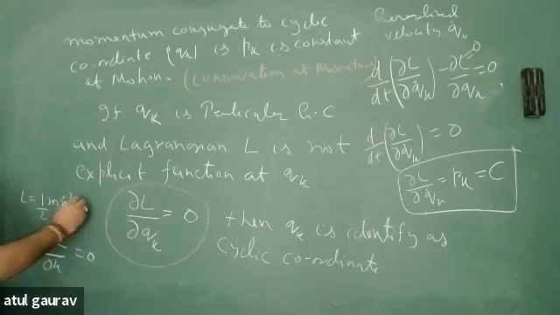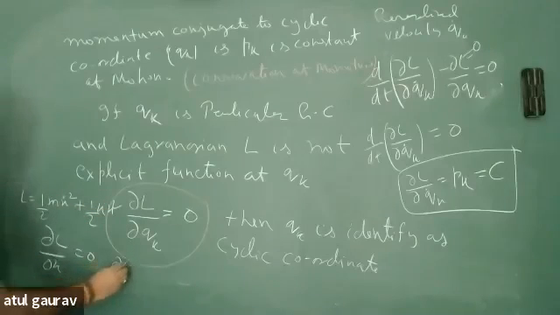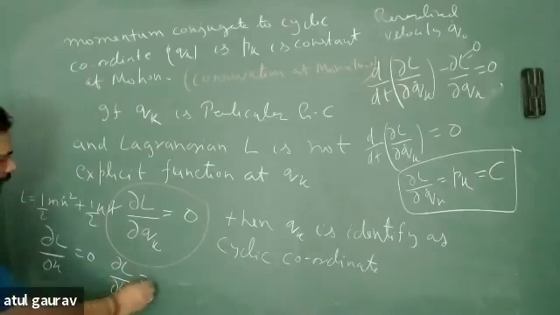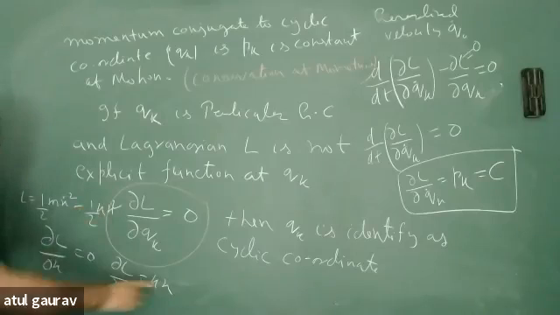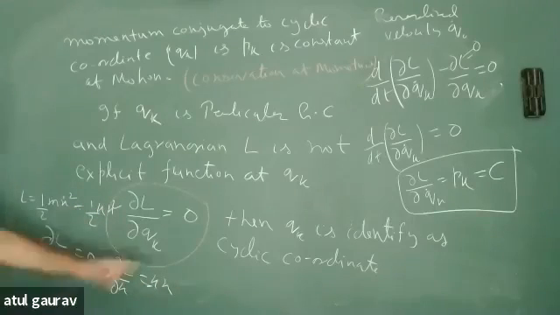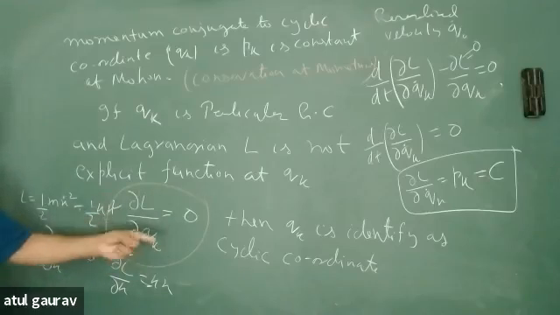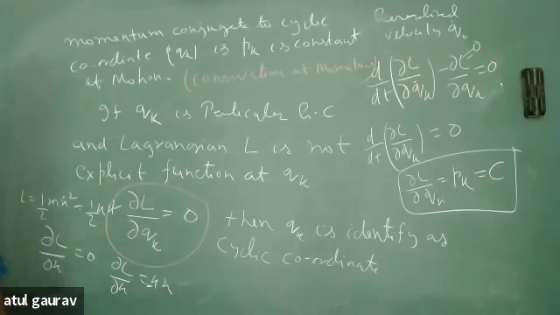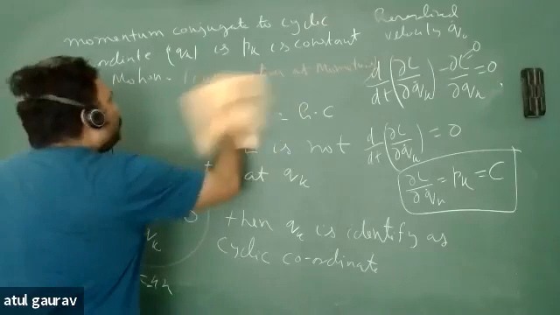And suppose I have half k x square, with a minus sign. Then del L upon del x is equal to minus kx, which is not equal to 0. Then it is an explicit function of x. So you have to just do the calculation, and only then can you say whether it is explicit or not.